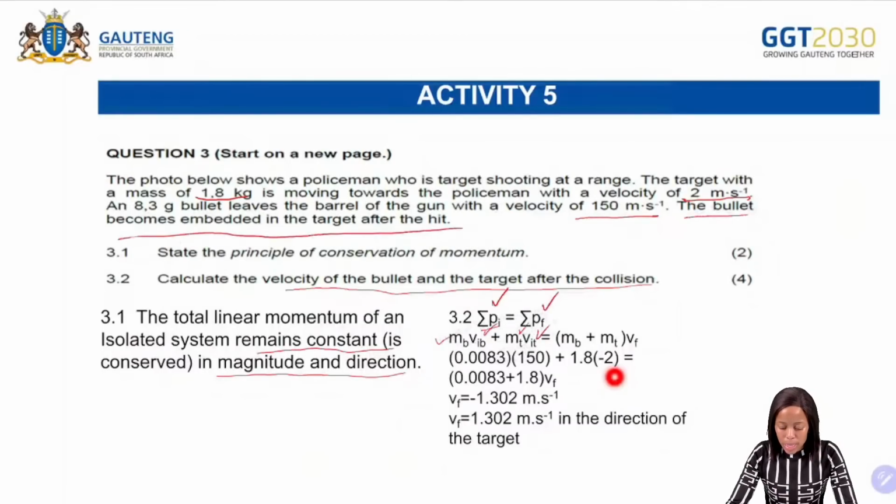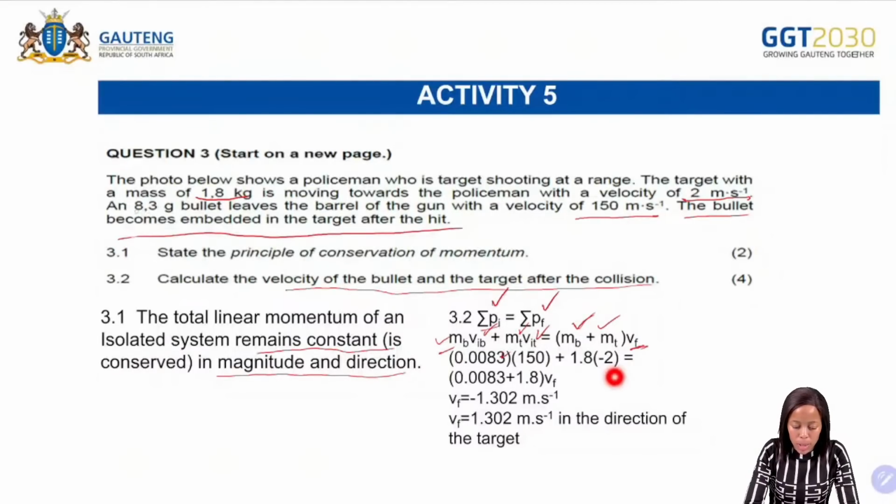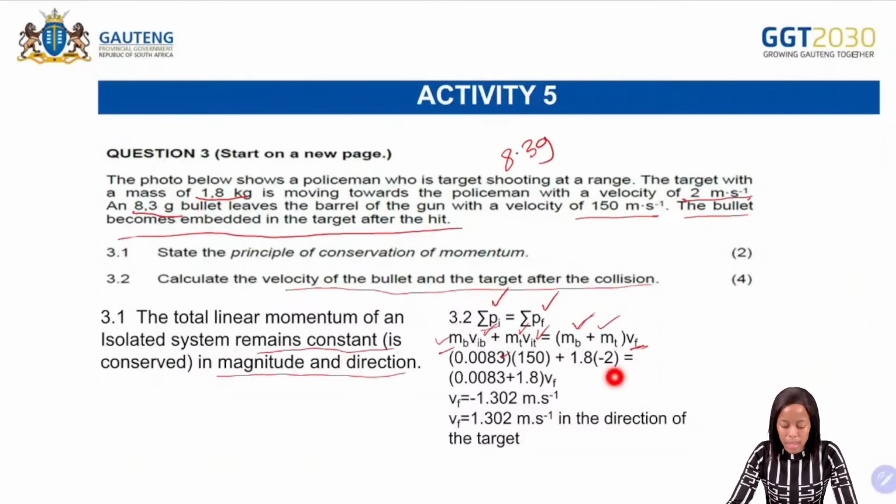So if the bullet is going to become embedded, then what does it mean? It means that it's going to move together. So therefore, you are going to add the mass of the bullet and the target, so that you can calculate your final velocity there. So what are you going to do? You substitute in the mass of the bullet. What is the mass of the bullet? We said the mass of the bullet is 8.3 grams.